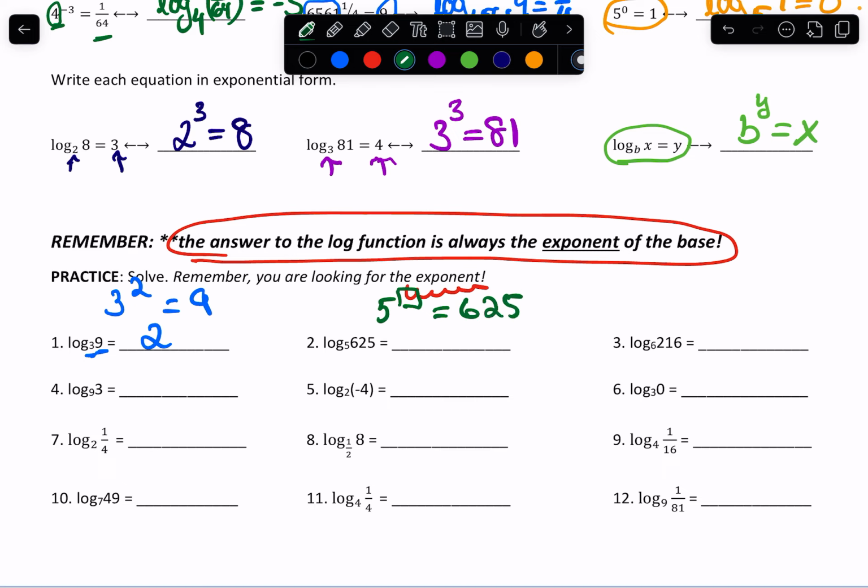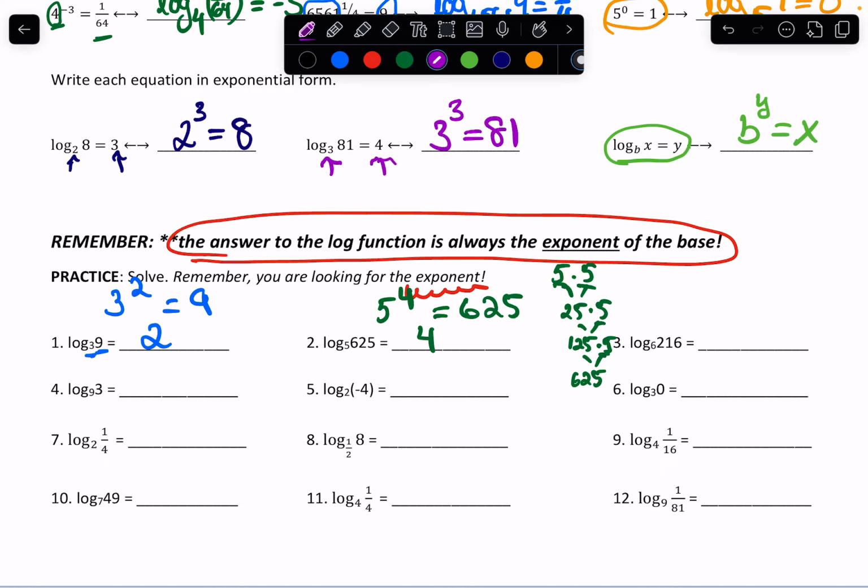That might require a little bit of thinking. If we start, 5 times 5 is 25. Then if we multiply this by 5, we get 125. If we multiply this by 5, we get 625. So how many did we have? 1, 2, 3, 4. So 4 is the answer. 5 to the power of 4 equals 625.